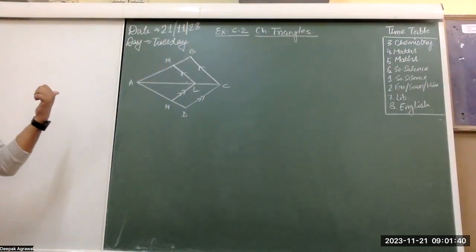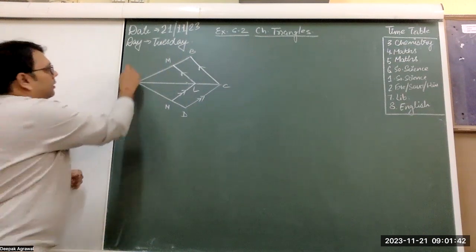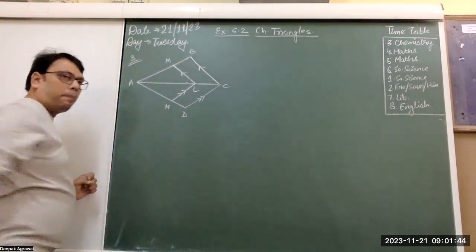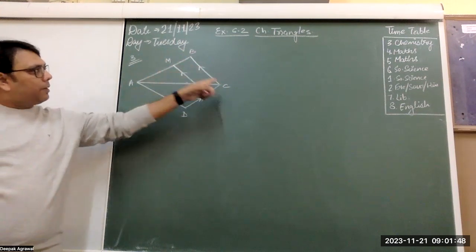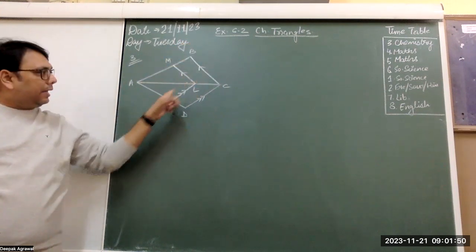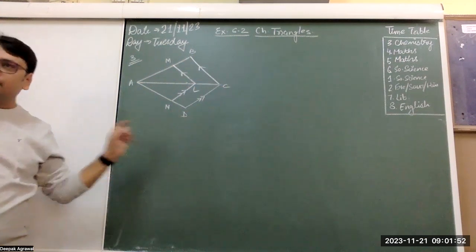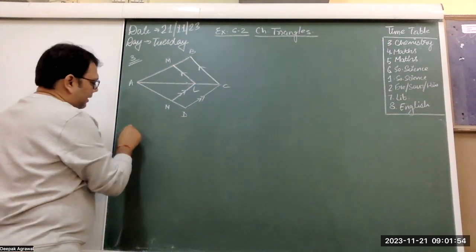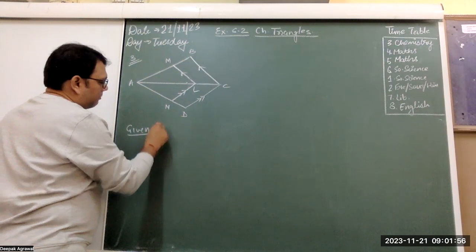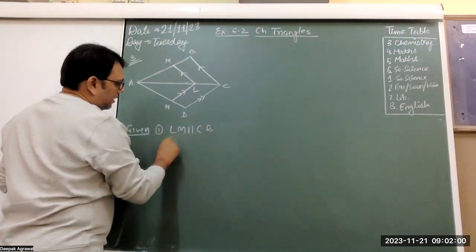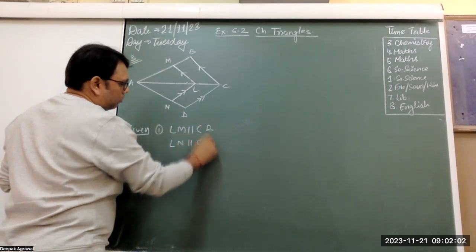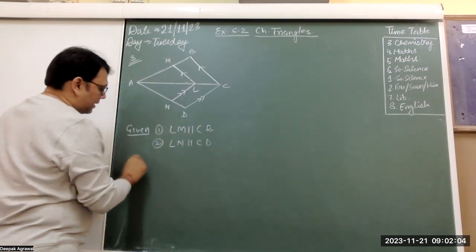So this is third question of exercise 6.2. This diagram is given in which LM is parallel to CB and LN is parallel to CB. We have been asked, let me first write the given. So what we have been given is that LM is parallel to CB and LN is parallel to CB. What are we supposed to do?